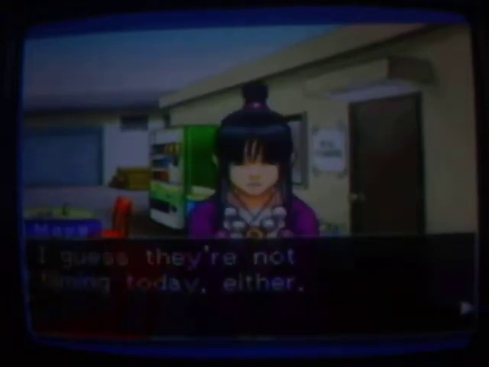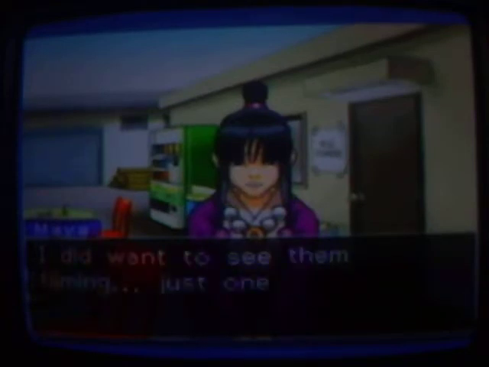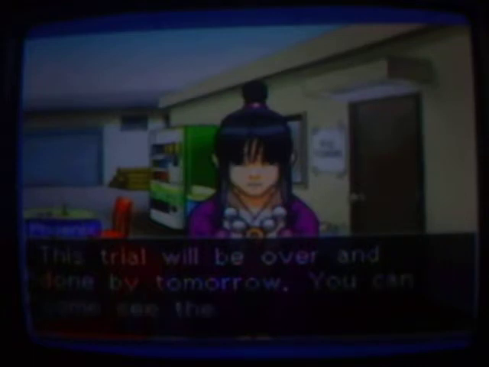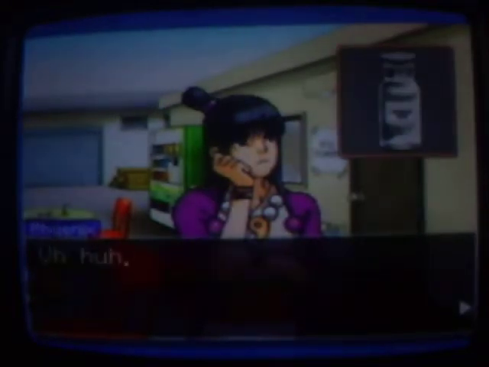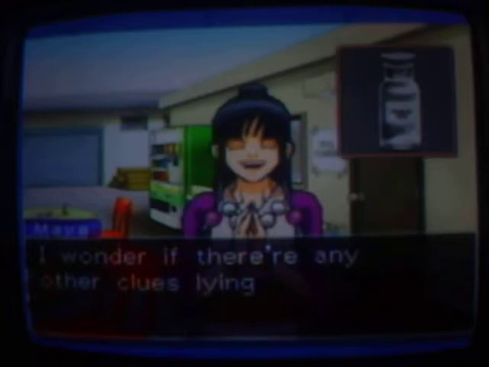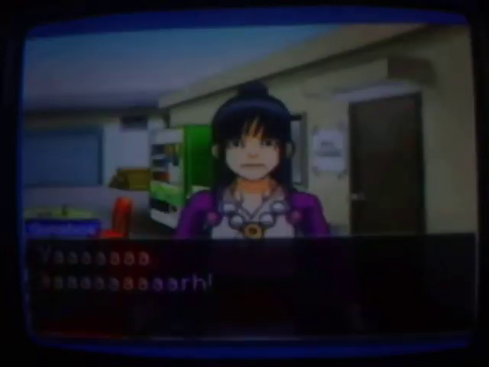I guess they're not filming today either. I did want to see them filming just one time. This trial will be over and done by tomorrow. You can come see them film later, I guess. This is where you found a bottle of sleeping pills, right? I wonder if there's any other clues lying around.